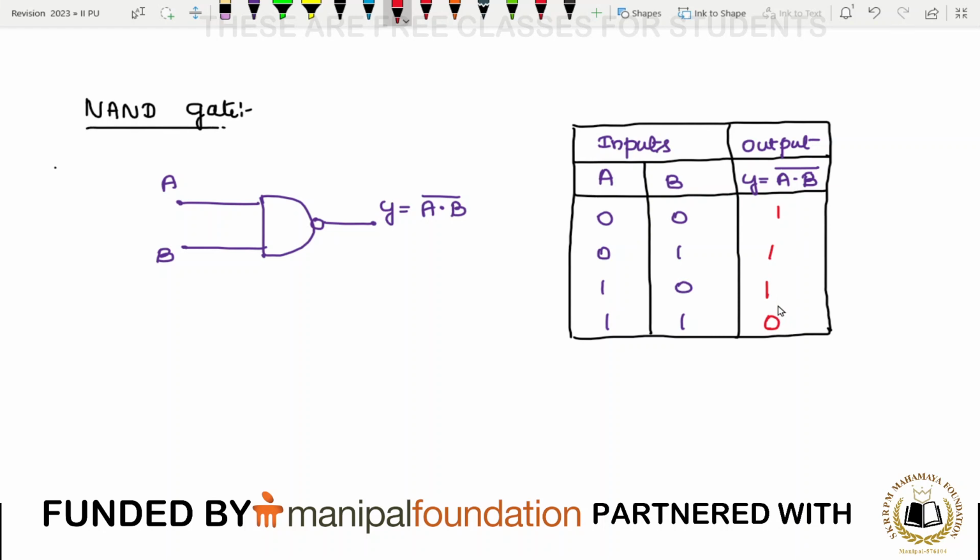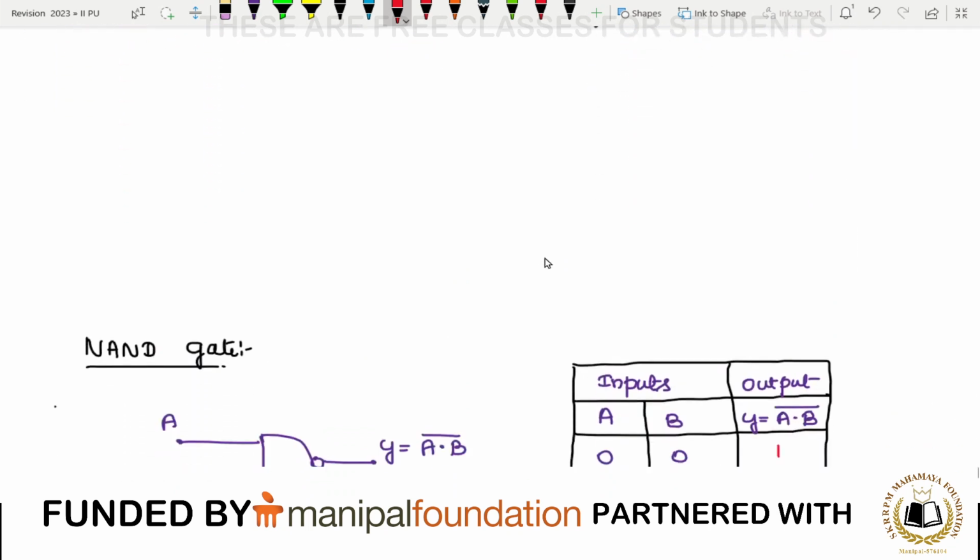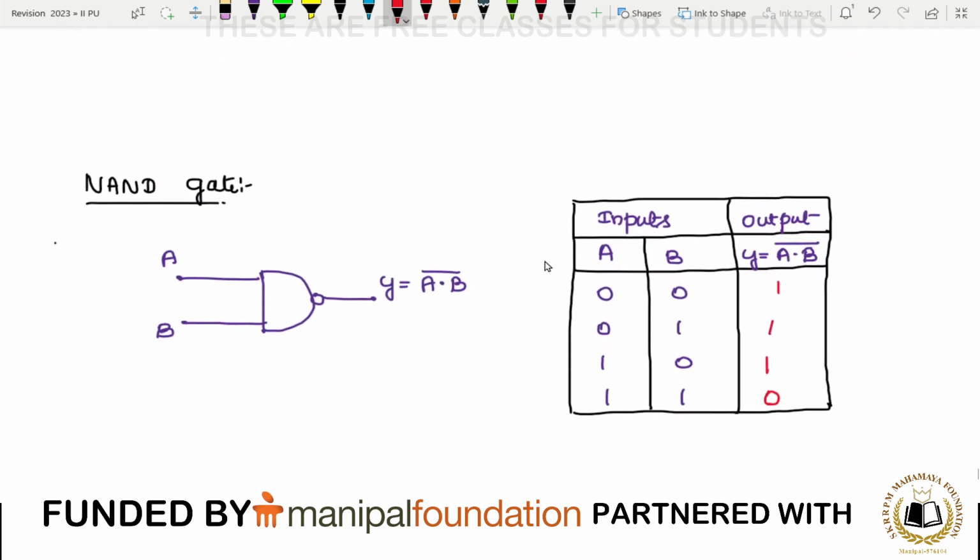So what is it then? The gate whose output is low when all the inputs are high, or the gate whose output is high when any one of the inputs is low. That is a NAND gate. So NAND gate and NOR gates are known as universal gates. By using these two gates, we can design any other gates. Therefore, we call these gates universal gates.